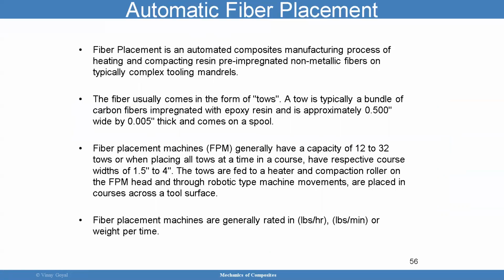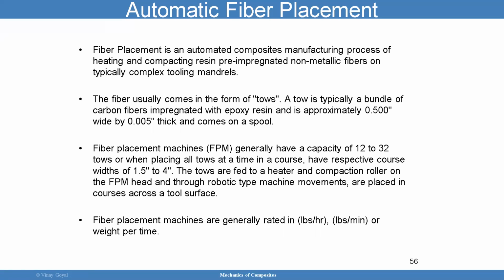Automatic fiber placement. Fiber placement is an automated composite manufacturing process of heating and compacting resin pre-impregnated non-metallic fibers on very complex tooling mandrels. The fibers usually will come in tows, like I talked about before. And a tow is typically a bundle of carbon fibers impregnated with epoxy resin. And usually it's going to be about 1/2 inch wide by 0.05 inch thick, or 5 mils thick, and it usually comes on a spool.